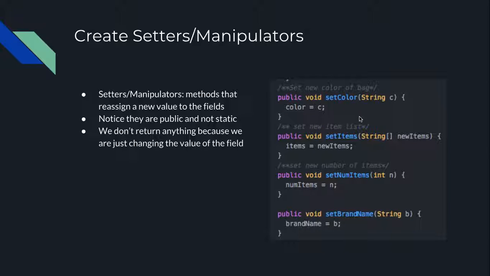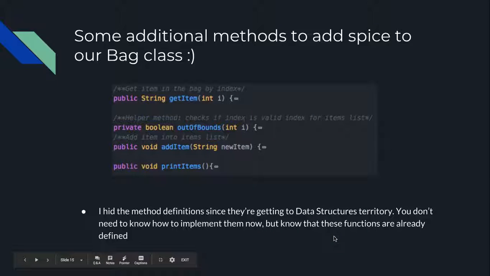So here, for example, with our set color, we can already tell that we are going to change the value of our color variable. So here we have to take in a variable argument that is of type string because color is a string global variable. And so what we're doing is we're reinitializing our color variable to be this new value C. And you can kind of see the same pattern with the other ones right here. It's just that the argument's data type is going to be dependent on the data type of the fields.